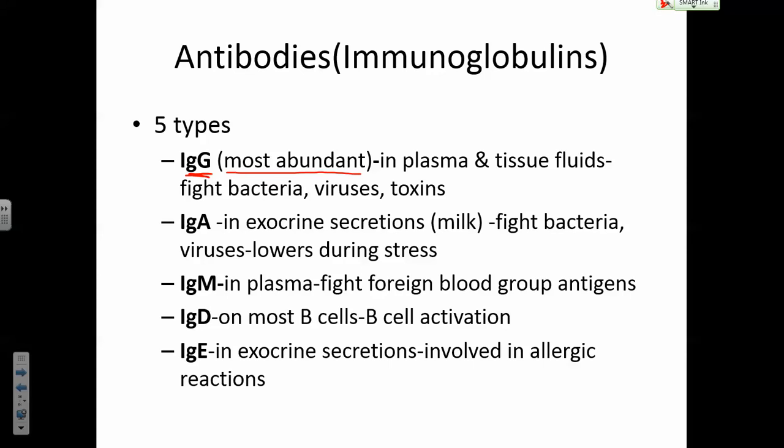Then immunoglobulin A's are in a lot of the exocrine secretions. A famous one is mother's milk.